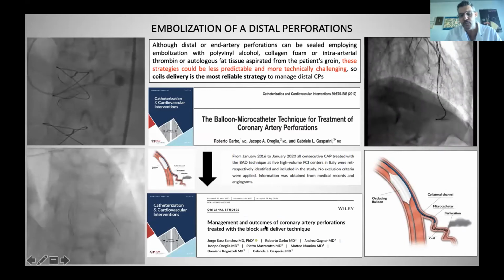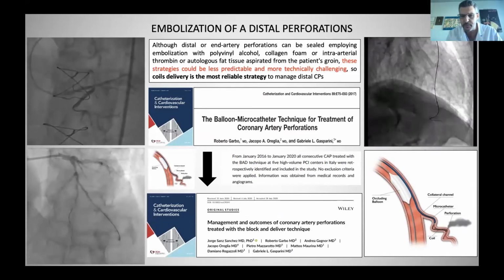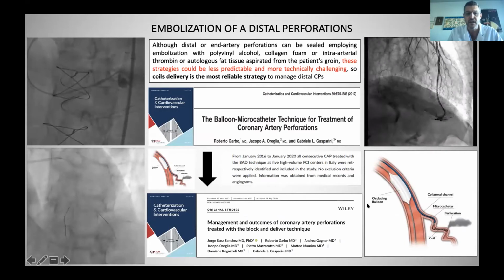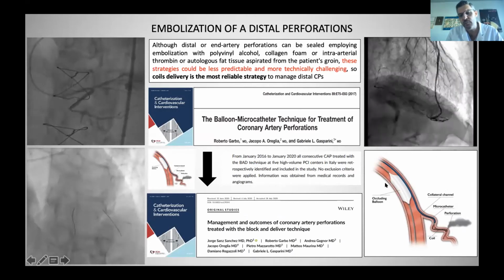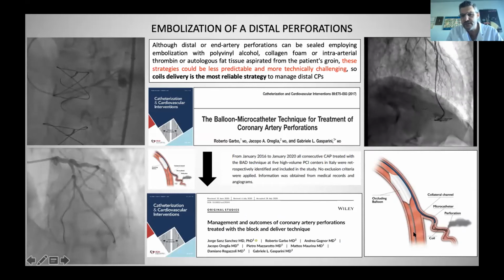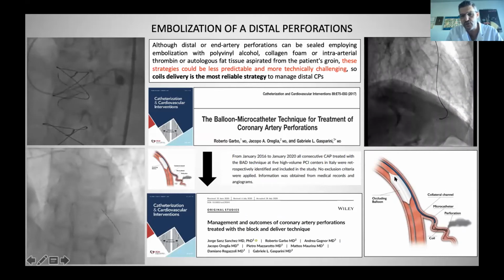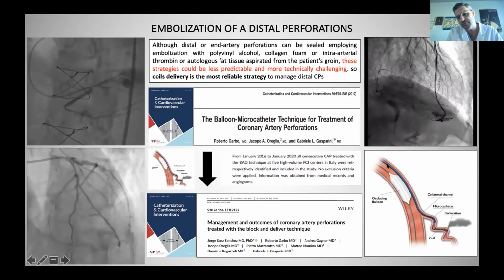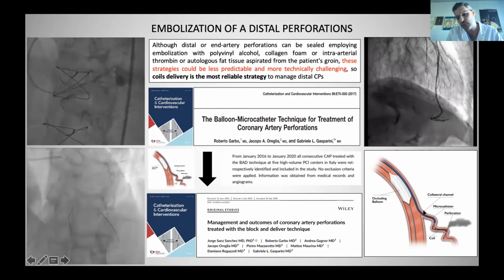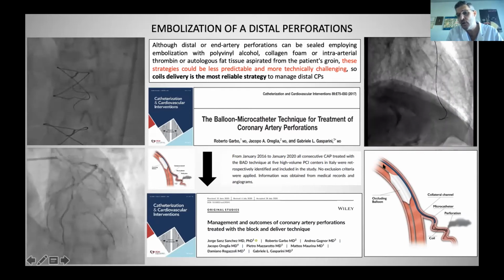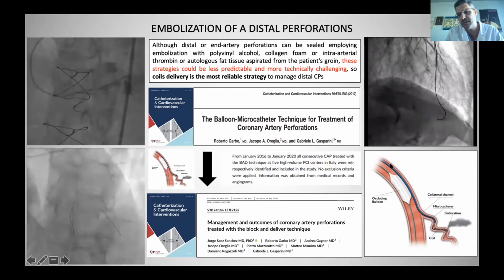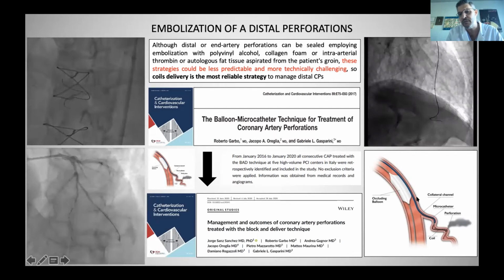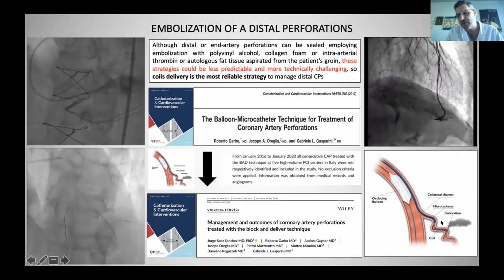And nowadays, the most widely and universally adopted technique is represented by the technique that we described 4 years ago. And now it's called the block and deliver technique. So once you experience a perforation, you should inflate the balloon to stop the perforation and then advance a second wire with a microcatheter. Once the microcatheter is close to the balloon, you should, of course, deflate the balloon in order to let the microcatheter advance close to the perforation site.